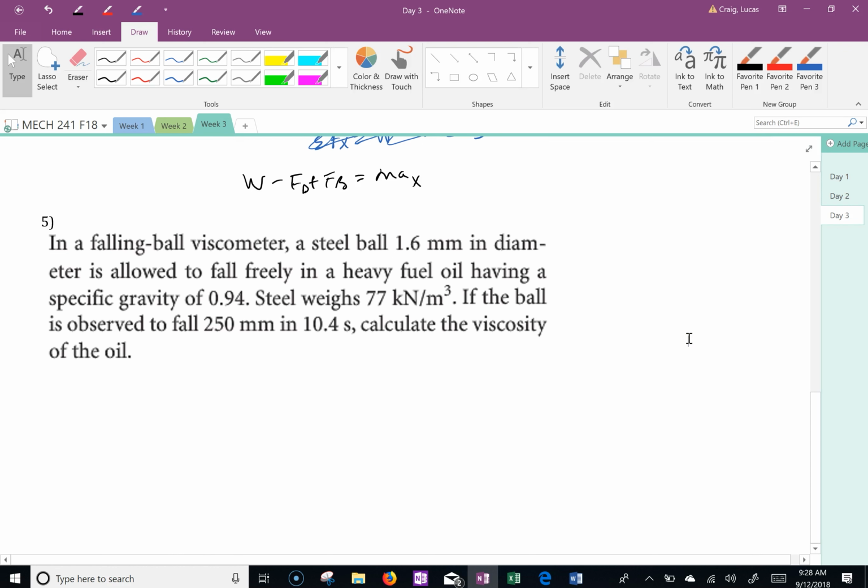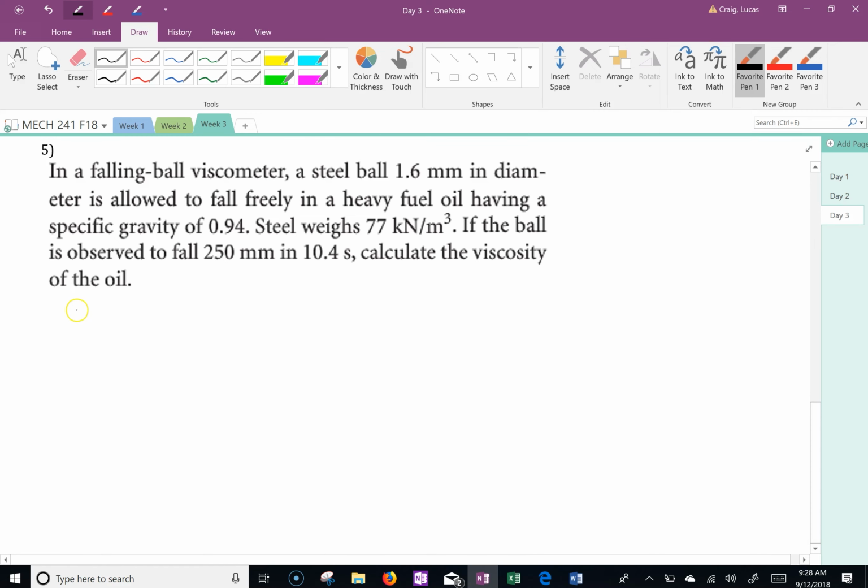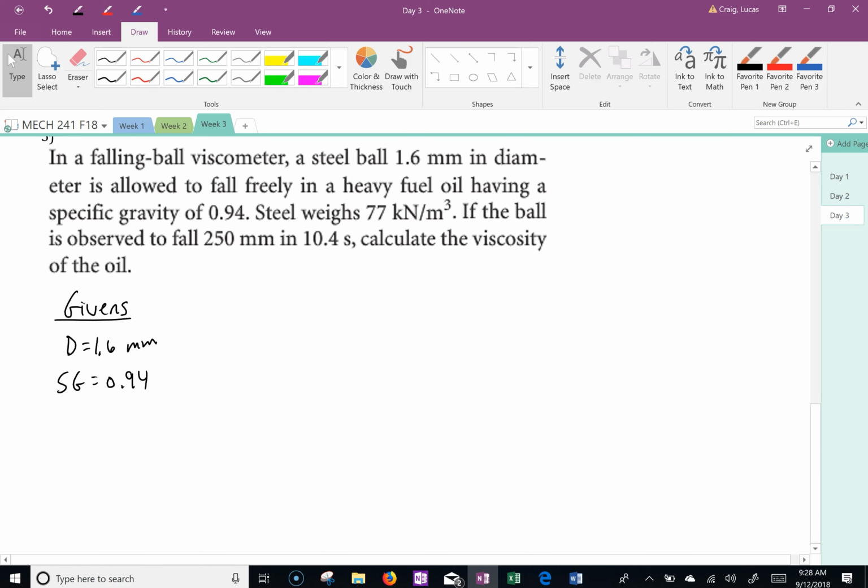All right, so here's the problem. And so let's write our givens. Okay, so diameter is 1.6 millimeters. Specific gravity is 0.94. All right, we have a distance, delta S, we'll call it, 250 millimeters. Just SG, yeah. Yep.